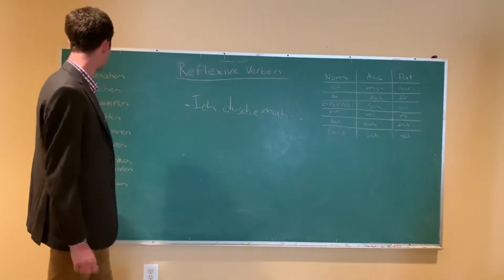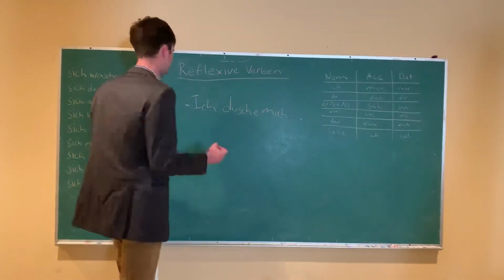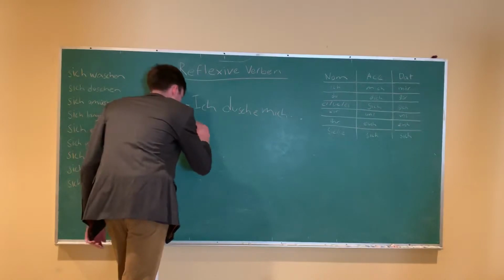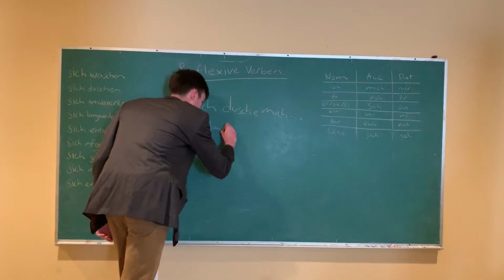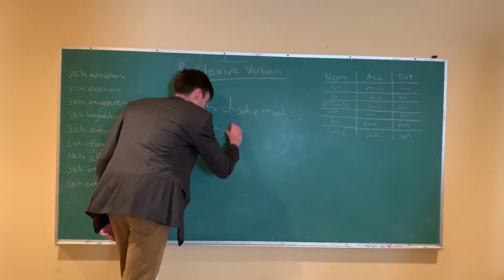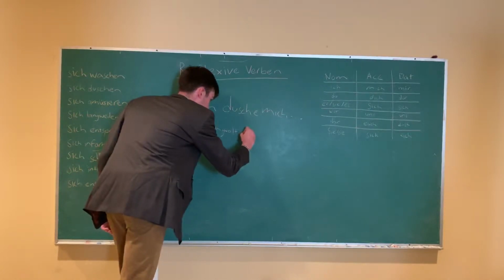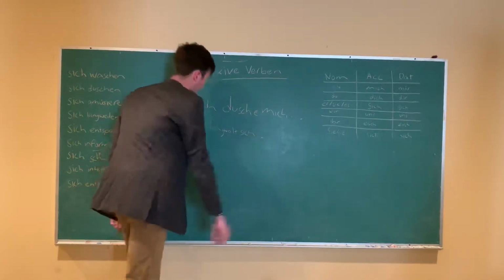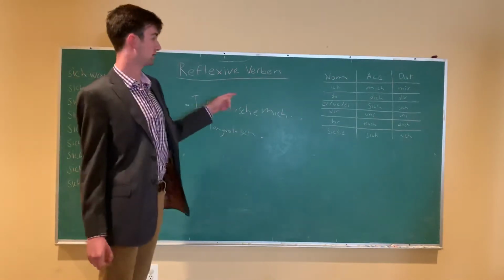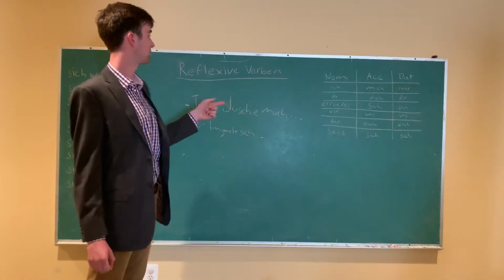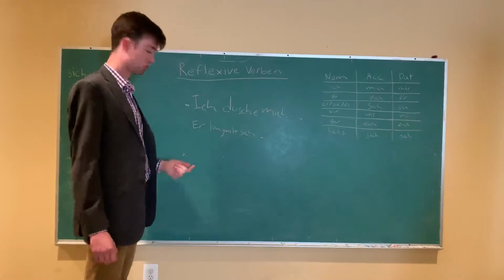Let's try another one. So let's do es langweilt sich, and then dot, dot, dot. Really not too complicated. You just need to remember to choose the right extension of your nominative pronoun. That's really the only place where you can be tripped up.